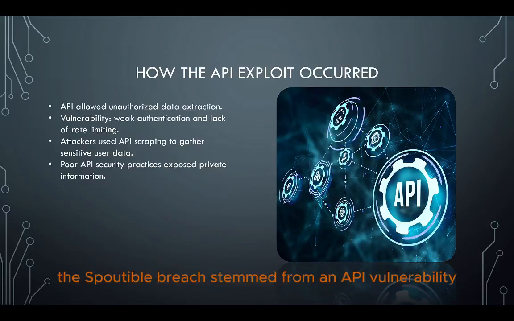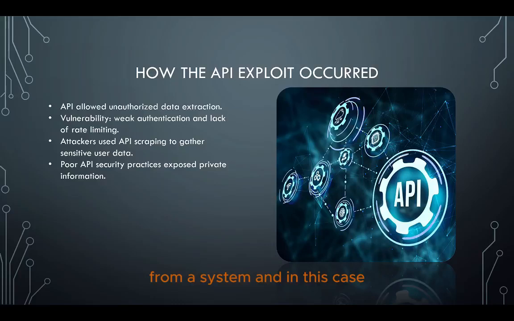The Spoutible breach stemmed from an API vulnerability. APIs allow external applications or users to request data or services from a system, and in this case, Spoutible's API had a weak authentication mechanism. Attackers were able to exploit the API by sending unauthorized requests to access user data. This type of attack is often referred to as an API scraping attack, where a large amount of data is extracted from the system by bypassing authentication controls.